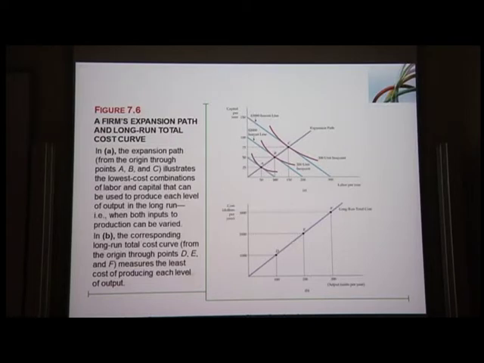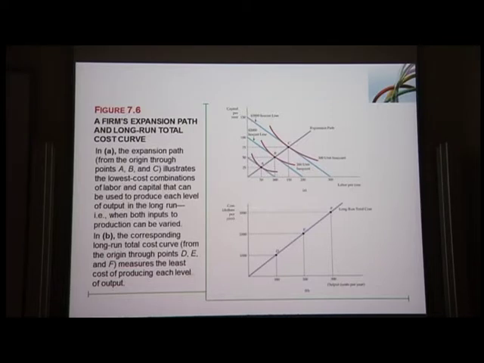And by connecting those 3 points of tangency, you get what we call the expansion path, or the long-run expansion path, actually. Now, what does this long-run expansion path indicate? It illustrates the lowest cost combinations of labor and capital that can be used to produce each level of output. Now, if you look at A, with capital on the vertical axis and labor on the horizontal axis, the lowest cost combination of labor and capital is 25 units of capital and 50 units of labor.